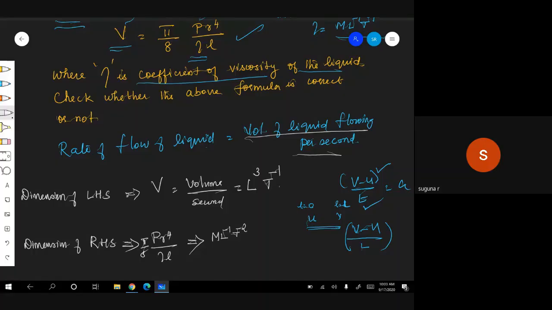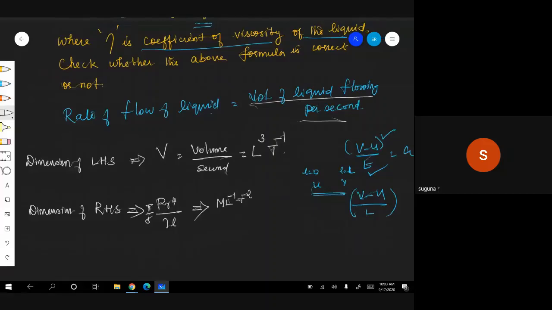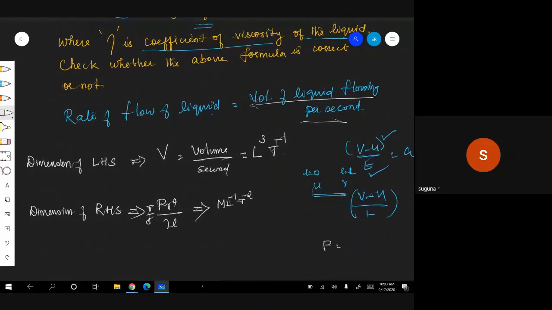What is pressure? Pressure is nothing but force per area. What is force? M L T power minus 2. Area is L squared. Therefore, pressure is M L power minus 1, T power minus 2. Got it? Into R. R means L, so L power 4. I am going very slow. Even now, if you have any problem, tell me.